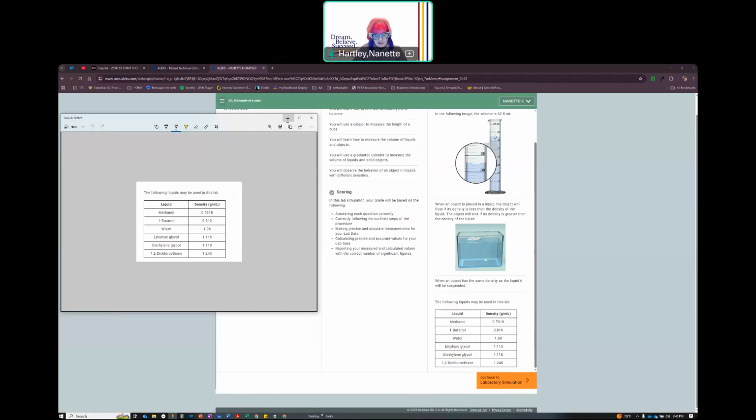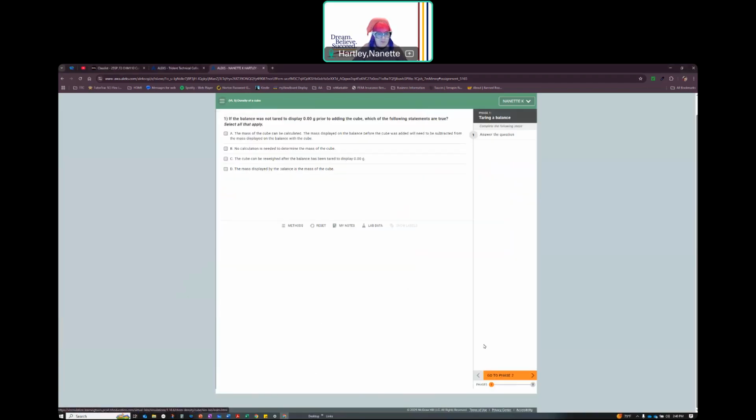Okay. So let's go ahead and go into the simulation. It says if the balance was not tared to display 0.0 prior to adding the cube, which of the following statements are true? Select all that apply. Mass of the cube can be calculated. Mass displayed on the balance before the cube was added will need to be subtracted from the mass displayed on the balance with the cube. That works. No calculation is needed to determine the mass of the cube. That's not true. Cube can be reweighed after the balance has been tared. That's true. Mass displayed by the balance is the mass of the cube. That's not true. So I'm going to go with that.